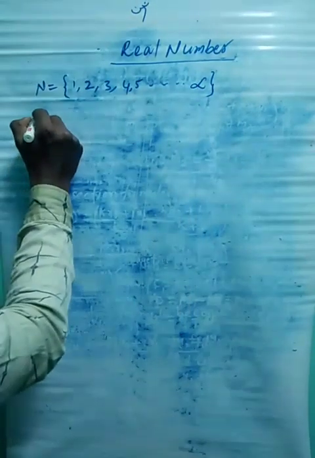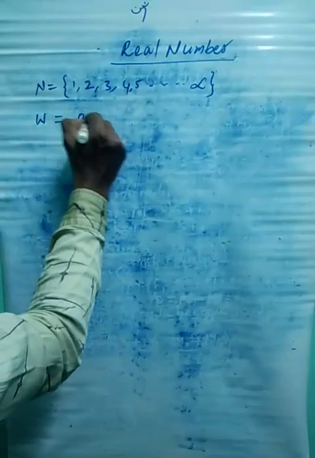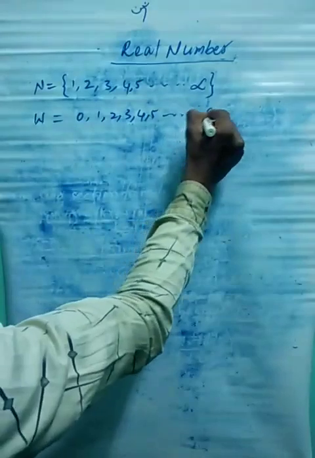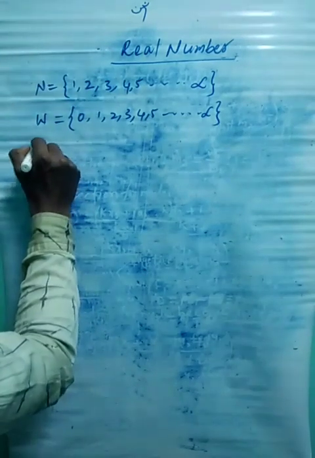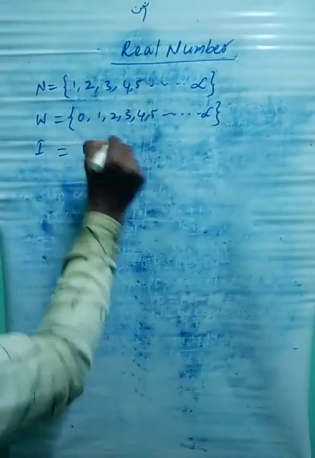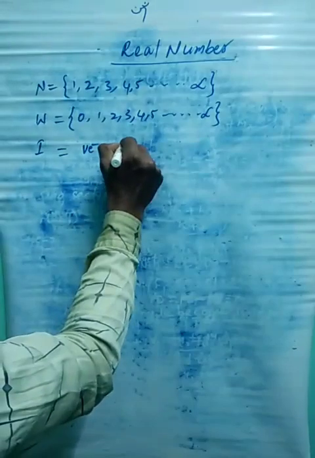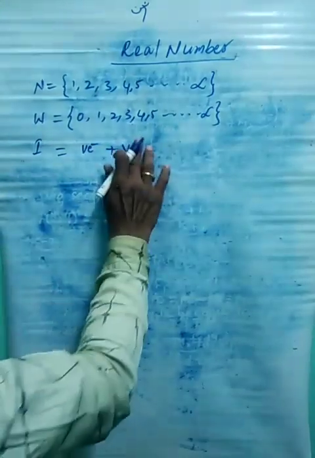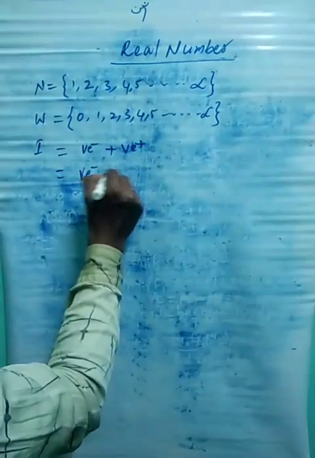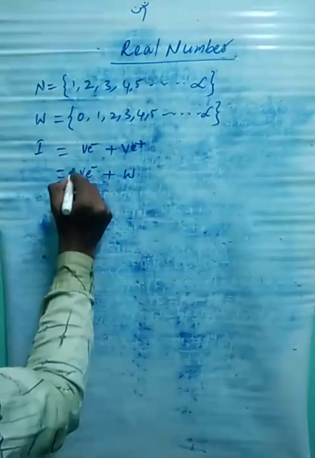Including 0 with the natural numbers, that is 0 and all the natural numbers up to infinity, are known as whole numbers. In the same manner, the natural numbers, the whole numbers, as well as the negative numbers together are called integers. So negative numbers plus positive numbers, that is, negative numbers plus whole numbers, are called integers.